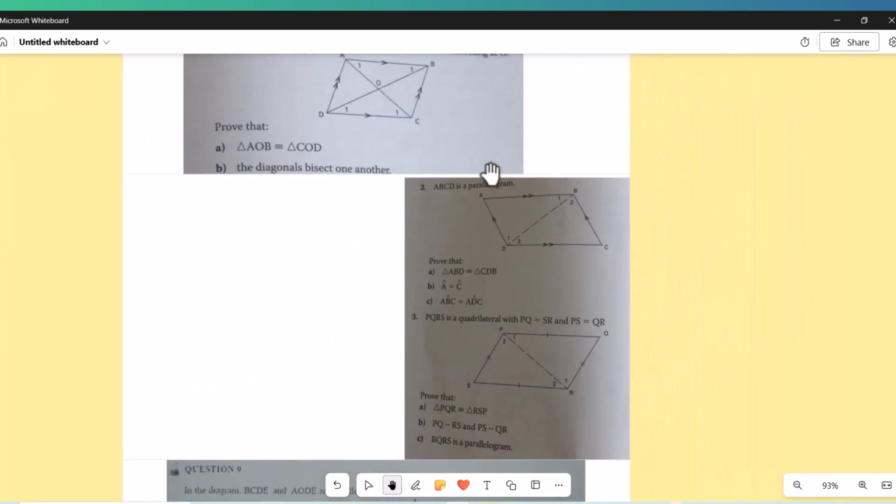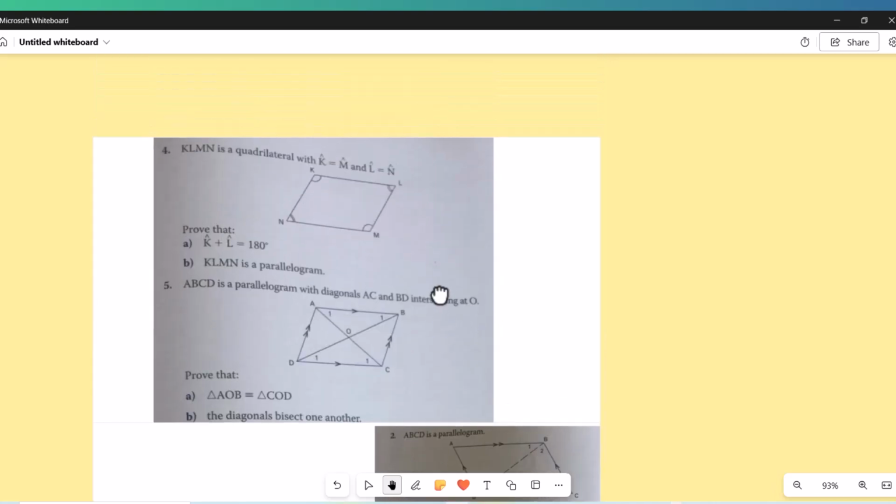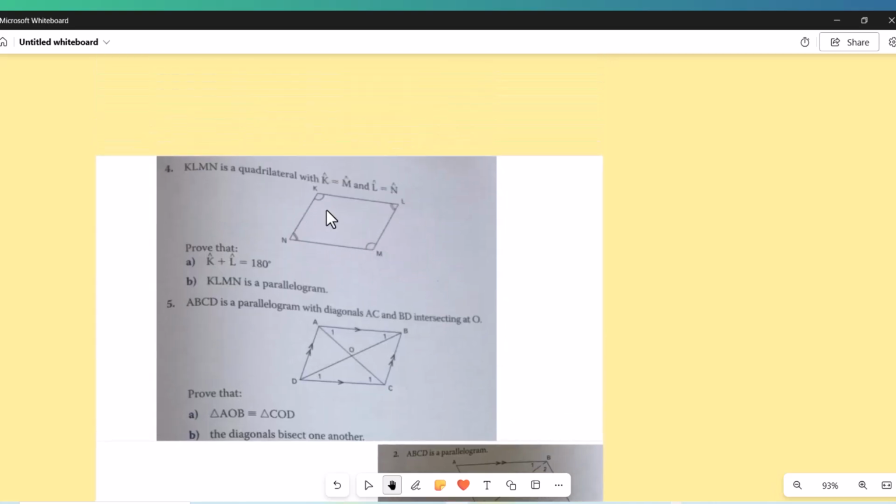Okay, they're just here. This one I think was from Ashley here. Now I'm going to use what I just told you to prove this. So the question says here that KLMN is a quadrilateral with the angle K equals to angle M, and the angle L equals to angle N. They say prove that angle K plus L equals what? 180 degrees. Are we together, guys?